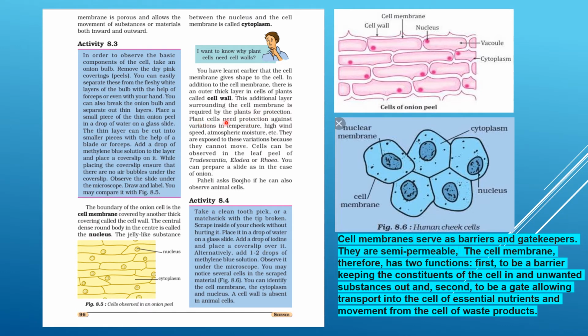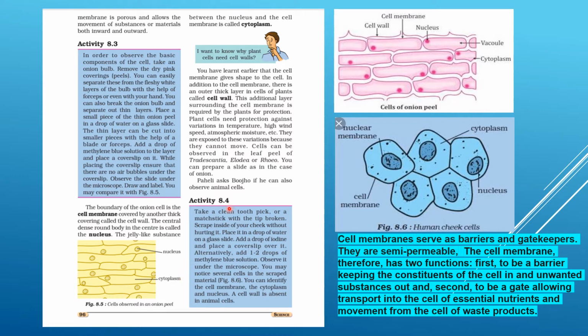Why? Because the plant needs protection. Plants cannot go anywhere, they cannot move. So they need protection against variation in temperature, high wind speed, and atmospheric moisture. They are exposed to these variations because they cannot move. That's why the cell membrane is covered with the cell wall, which gives protection to it.